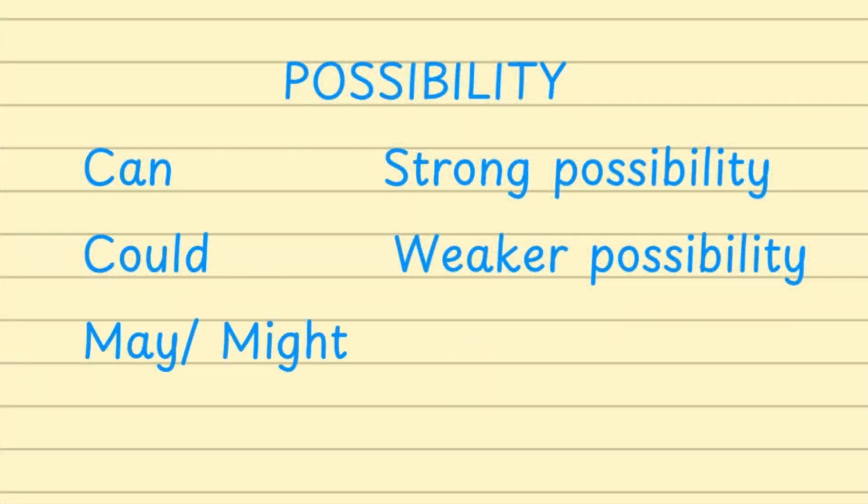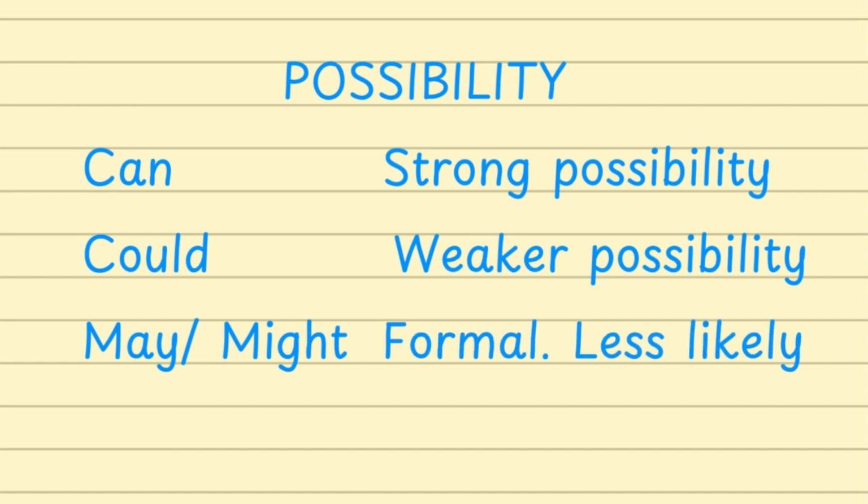May and might are more formal ways to express possibility. They are often used in written English and in more formal spoken contexts. They generally suggest a weaker possibility than can or could. When we use may or might, we are indicating that something is possible, but not very likely.